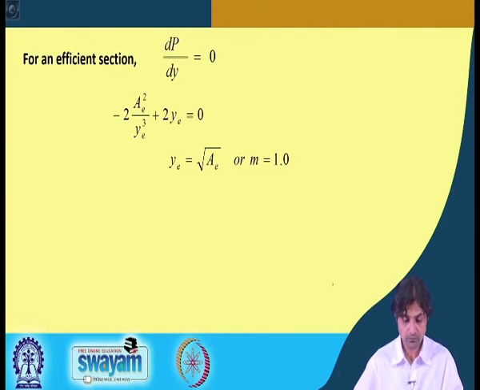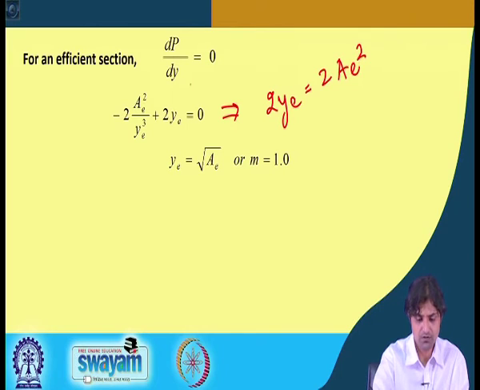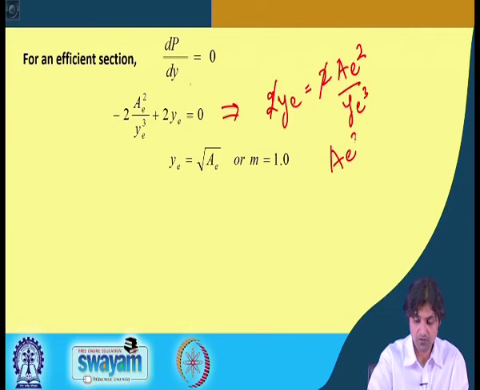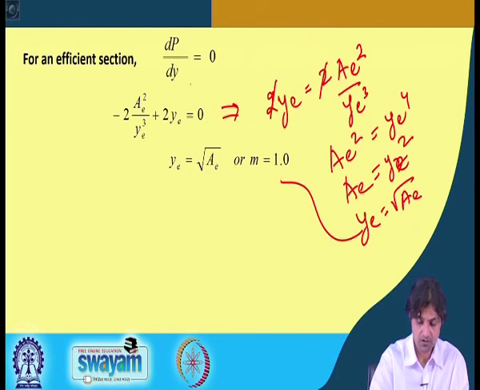So, we do dP by dy and we obtain minus 2 into A square divided by y cube plus 2y is equal to 0, and on solving this we get y is equal to under root A. This is very simple. So, 2y is equal to 2A square divided by y cube. So, 2 gets cancelled. So, A square is equal to y to the power 4. All right. So, A will be y square, or y will be under root A, which is shown here.